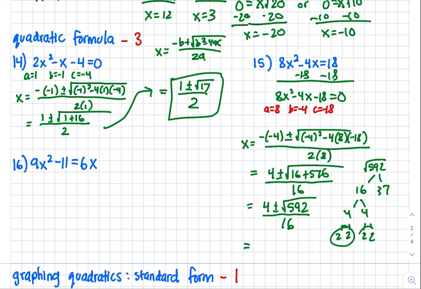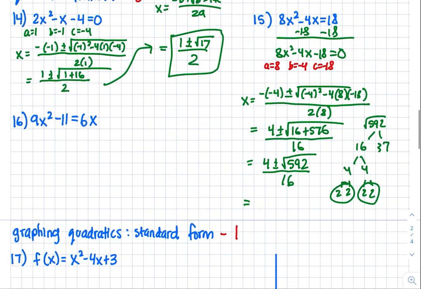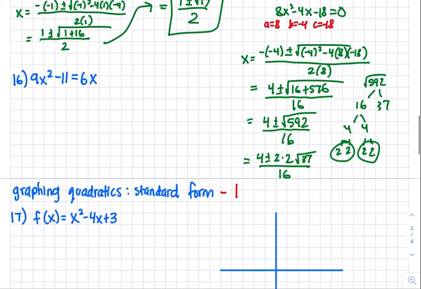Here's a pair there, and there's a pair there. The pairs come on the outside of the square root. So 4 plus or minus 2 coming from the first pair, another 2 coming from the other pair, square root of 37 all over 16. So it's equal to 4 plus or minus 4 square root of 37, all divided by 16. You could divide a 4 into all three of these terms, so then your final answer is going to be 1 plus or minus square root of 37 all over 4.